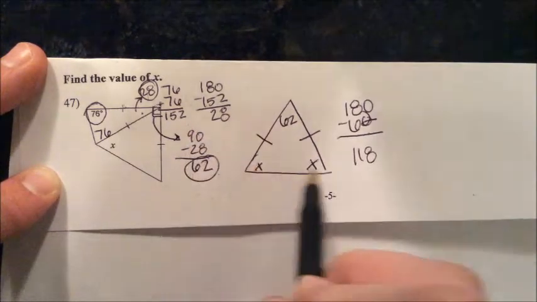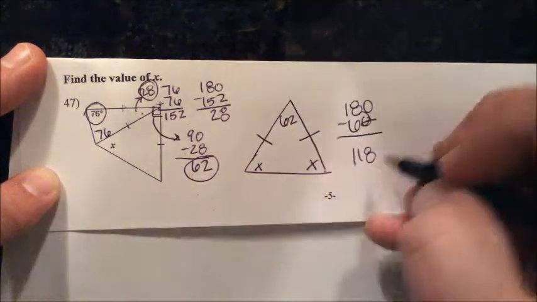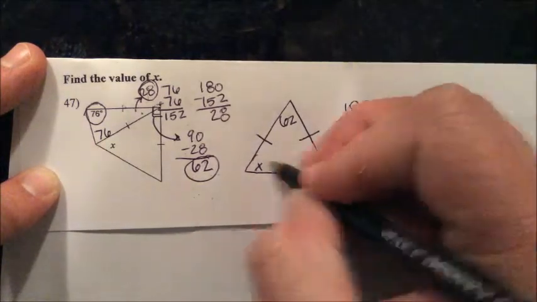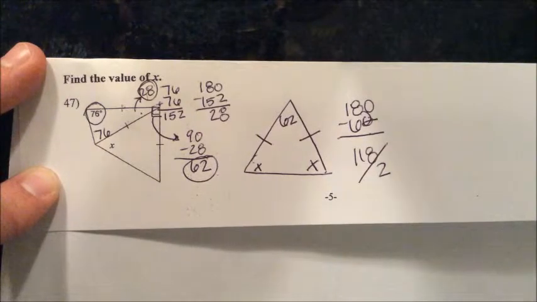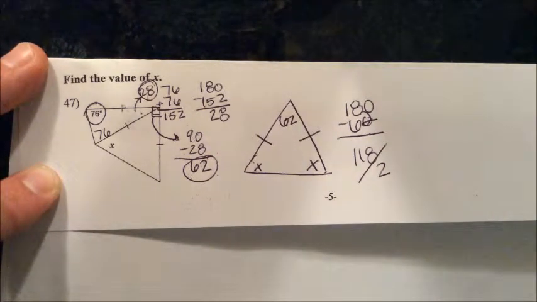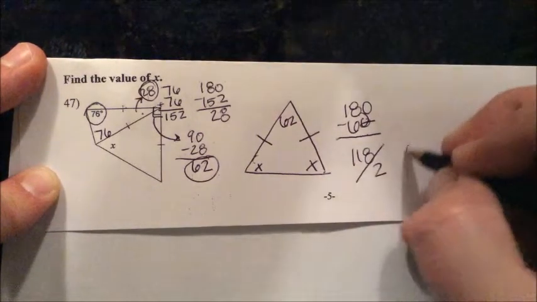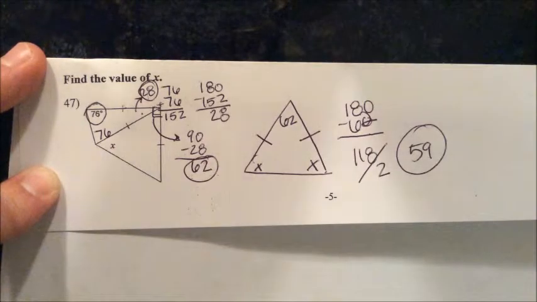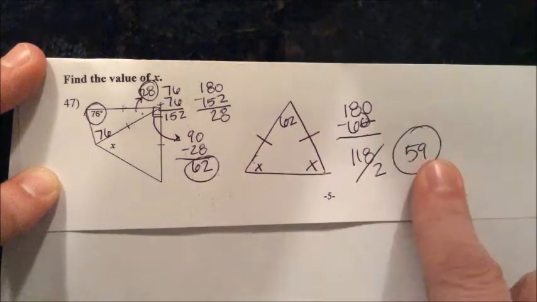We know that these two together equal 118 degrees, so what we need to do is cut that in half since both of these angles are congruent. Half of 118 gives us 59. X is 59.